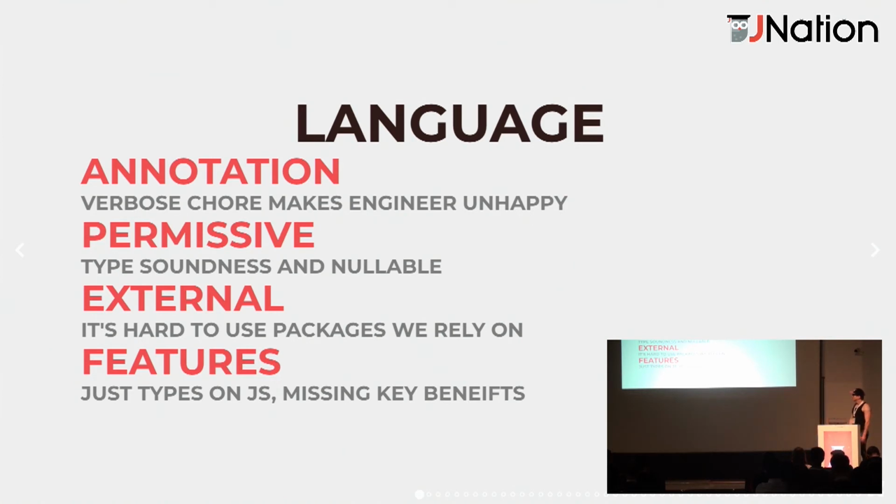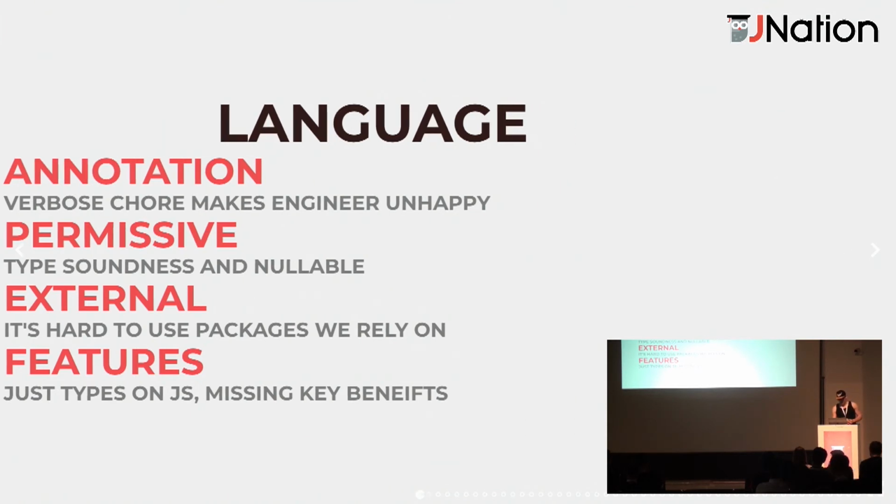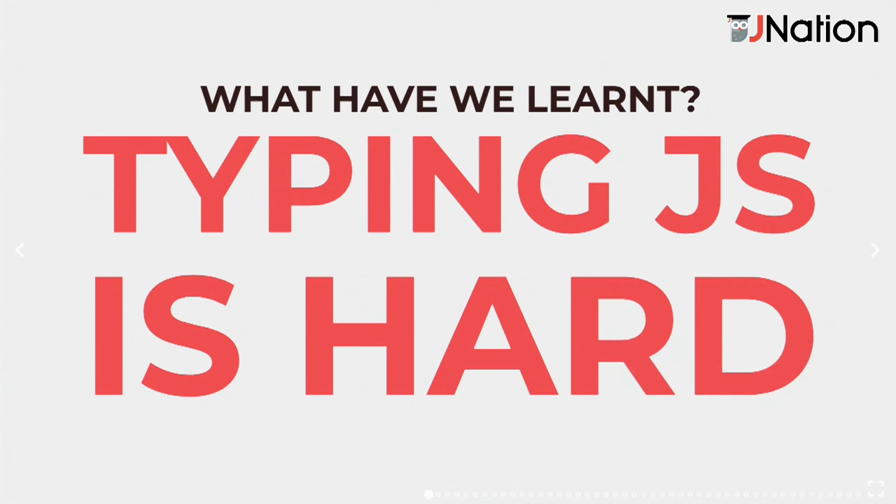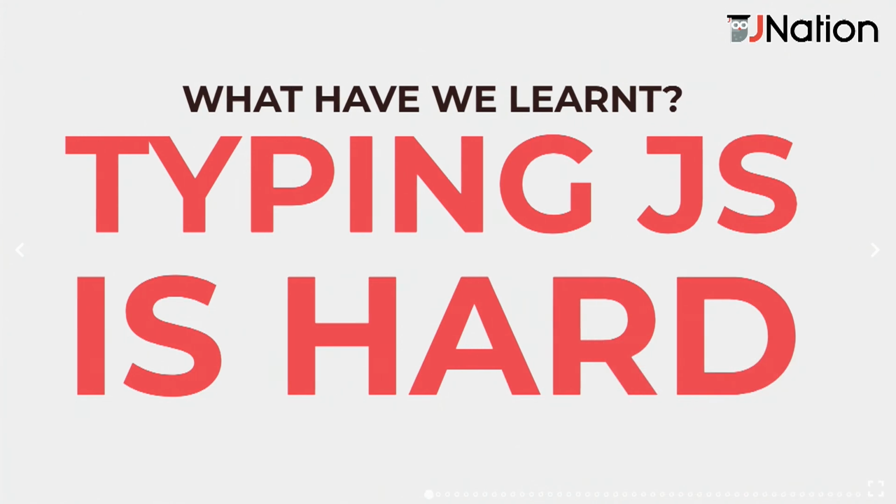And features. A lot of type systems just put types on JavaScript, but that really misses the point of and operators on types. Many modern languages use types for things like pattern matching, which means you can express yourself more concisely and actually use the types more innately rather than just trying to bolt it on the side. So, what have you learned? Typing JS is hard. Should we just give up?